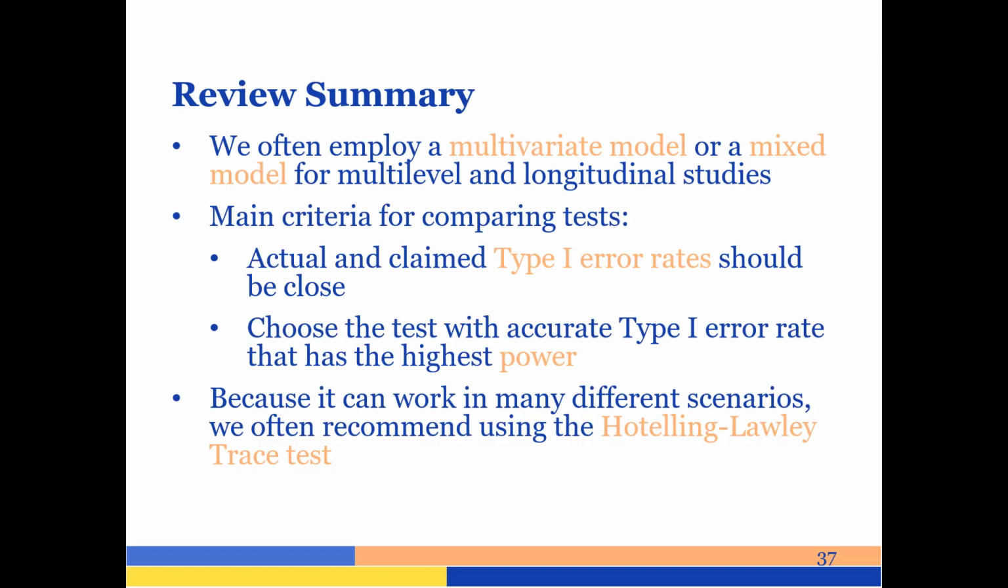Let's quickly summarize what we went over in this lecture. Often we use a multivariate model or mixed model for the types of studies we are discussing in this course. When comparing tests, look at the actual type 1 error rate and how it compares to the claimed type 1 error rate. We want these as close as possible so we are able to produce replicable findings. For tests that have accurate type 1 error rates, you want to choose the one with the highest power. We often recommend using the Hotelling-Lawley trace test, as it is applicable to many different scenarios.